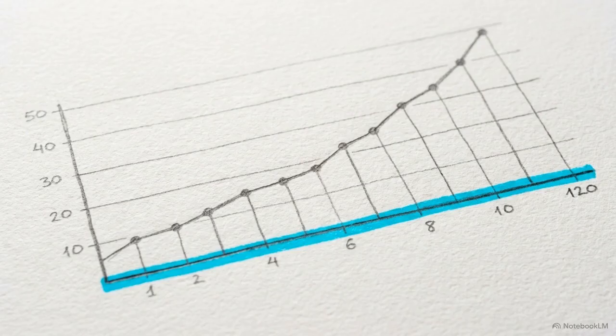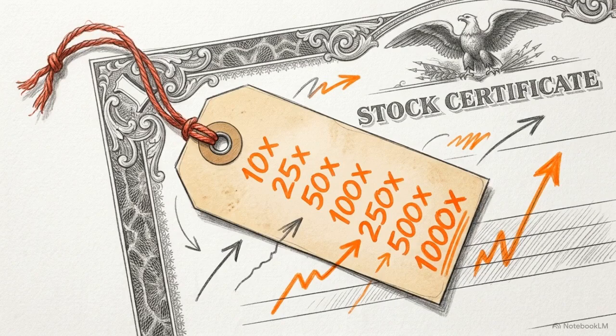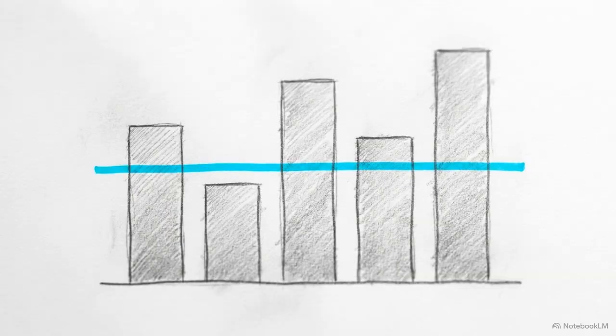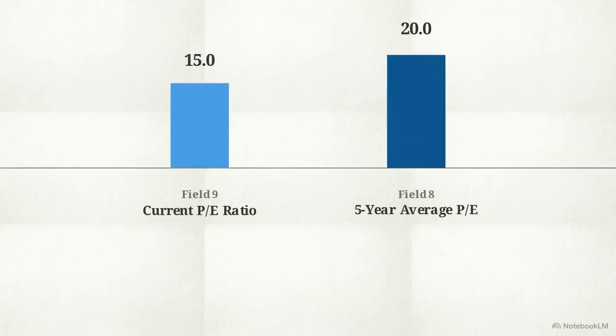For Section 3, we analyze the stock's historical price tag by reviewing its price-to-earnings, or PE, history. Gather the highest and lowest PE ratios for each of the past 5 years. Averaging these figures gives you the company's 5-year average PE ratio, a benchmark for how the market has valued this stock in the past. Now we calculate the relative value.